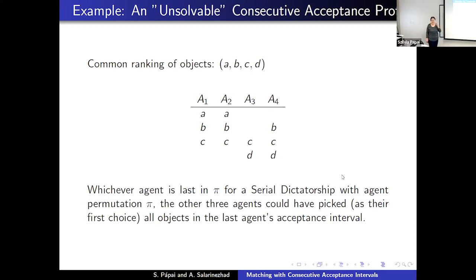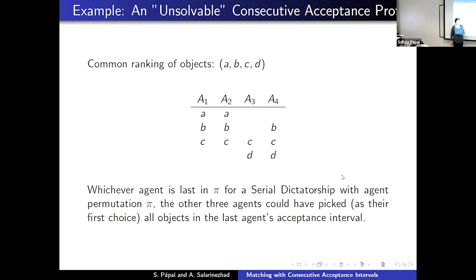that the other three agents can pick all of the objects in this agent's acceptance set if they were to go first in the serial dictatorship before this agent. So any one of these. Let's say I pick one. Then A, B, C could be taken if, let's say, 2 ranks A first and 3 ranks C first and 4 ranks B first, then they just picked A, B, C, and there will be nothing left for 1 if 1 goes last in the serial dictatorship. And this is true for all of the agents here.